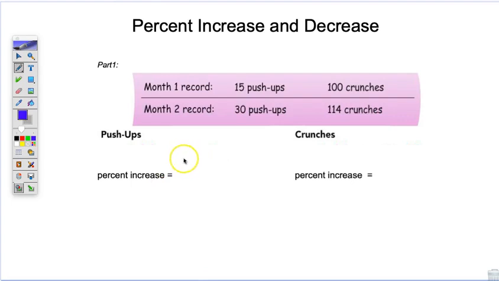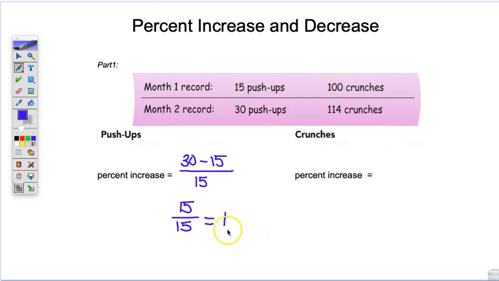Remember, in the numerator, we want to find the difference. So in month 2, we could do 30. Since that's the larger number, we're going to put that down first in the numerator, and we're going to subtract from it the smaller number. You always divide by the original amount. Now in this case, the original amount is where we started from, the 15. So 30 take away 15 is 15. Then we're going to divide by 15. 15 divided by 15, of course, is 1.